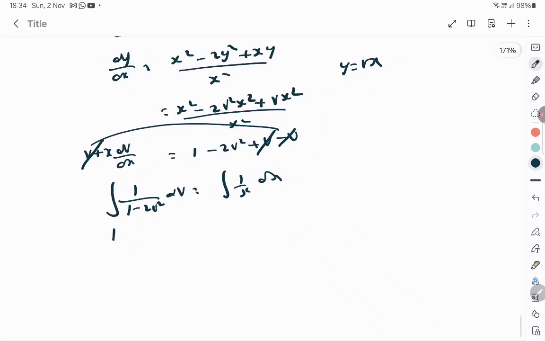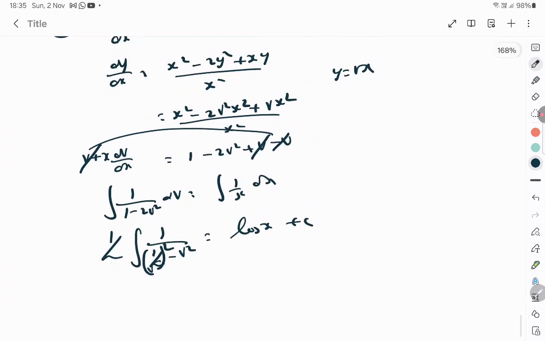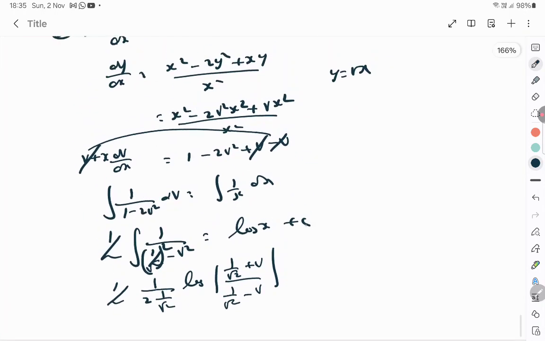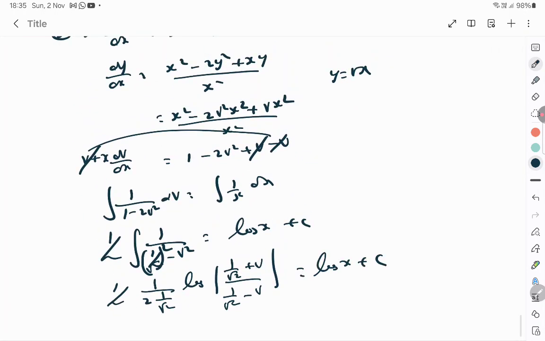Now this one I would like to take 2 out. So this will become 1 by 2 minus v square, or 1 by root 2 the whole square minus v square is equal to log x plus c. This is like the formula, no? 1 by a square minus x square is 1 by 2a into log of mod of a plus x by a minus x. Where in the place of x you can write v, you can write y by x later. Correct? Is log x plus c.